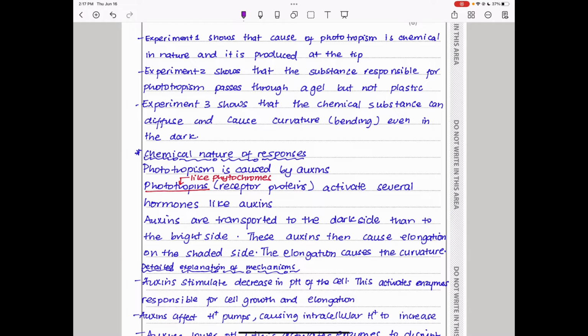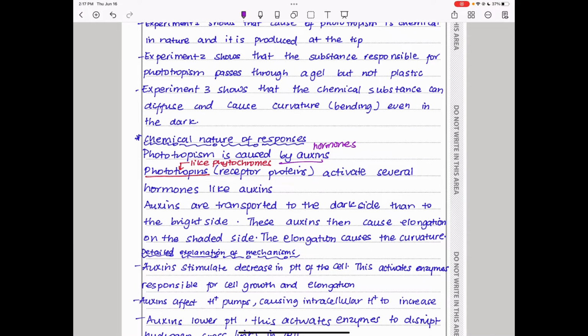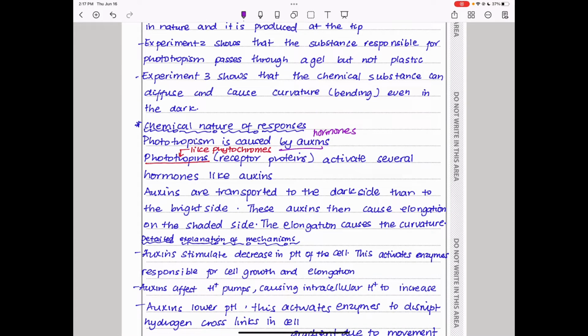So I say phototropism is caused by auxins. Auxins are hormones, plant hormones. And phototropins, like the phytochromes you've seen previously, are receptor proteins, and these activate several hormones like auxins. So phototropins cause the hormones to be activated, and then they cause certain changes to occur within the plant.